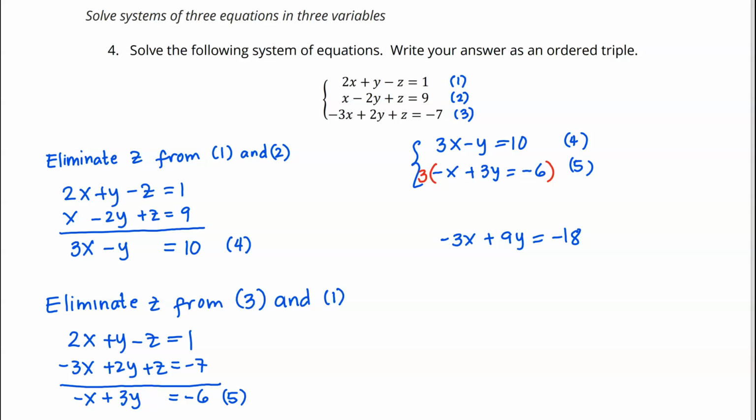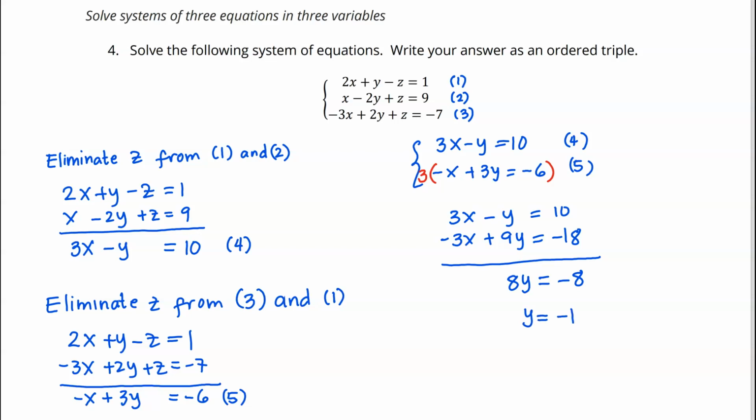And then let's copy equation 4. 3x minus y equals 10. And then you add the two equations. So 3x plus negative 3x is 0. You don't need to write that. Then negative y plus positive 9y is 8y. And 10 plus negative 18 is negative 8. Then you divide both sides by 8 to solve for y. Y is equal to negative 1.